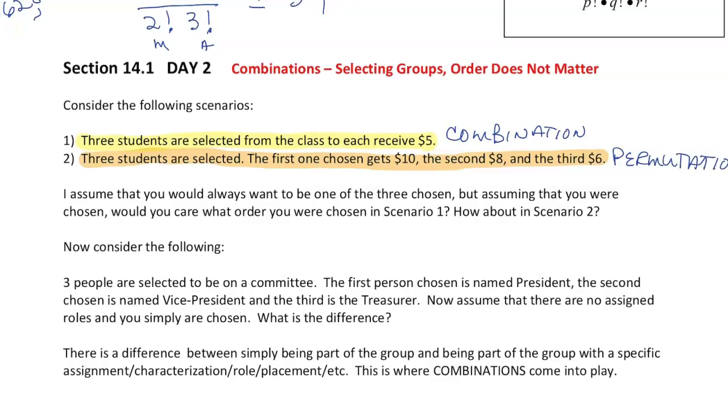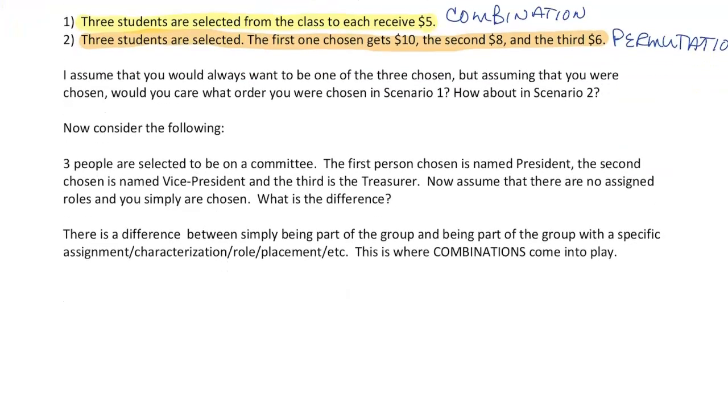Okay, so let's see. I assume that you would always want to be one of the 3 chosen, but assuming that you were chosen, would you care what order you were chosen in scenario 1? No, you wouldn't care. This is a combination. You're all going to get the same amount of money. But in scenario 2, the order does matter. So understand the difference. Okay, let's look at another one.